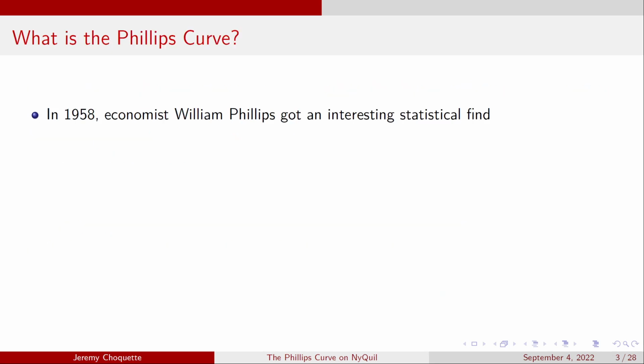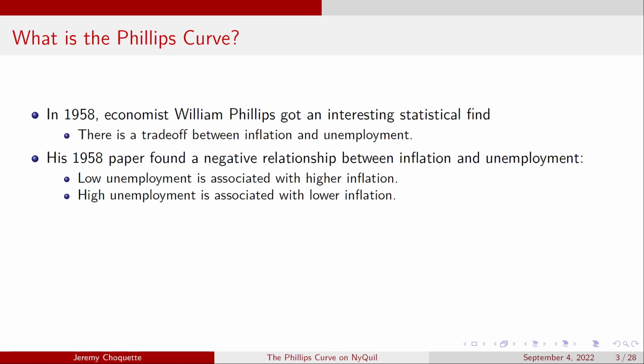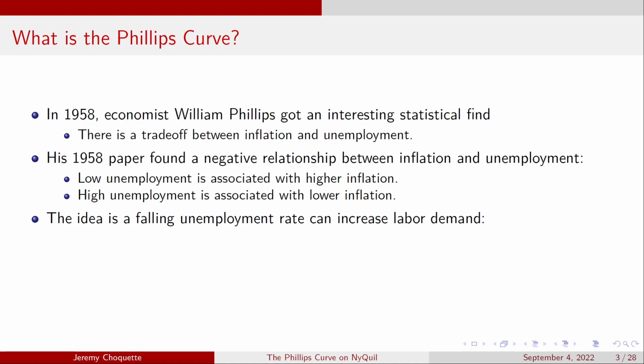In 1958, economist William Phillips got a very interesting statistical finding, which was that there is a trade-off between inflation and unemployment. His 1958 paper found a negative relationship between the two variables. The idea would be that low unemployment is associated with higher inflation, and vice versa.